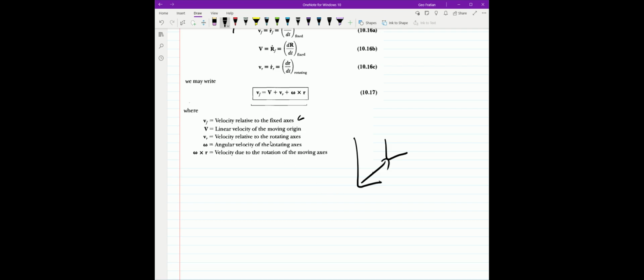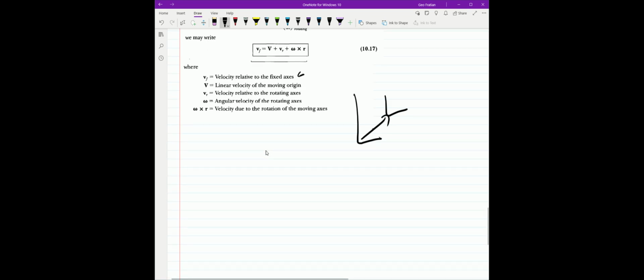Relative velocity relative to the rotating axes, and we have the angular velocity of the rotating axes, and then omega cross r is the velocity due to the rotation of the moving axes. Okay. So that was a lot of, I guess, just terminology, really. So now I can move into actually seeing the use of this in 10.3, when we're going to talk about centrifugal and Coriolis forces.